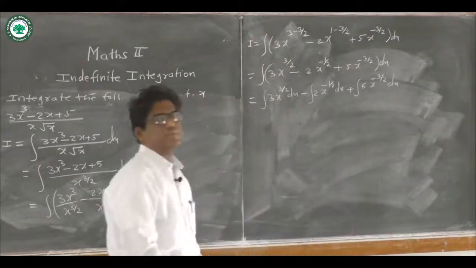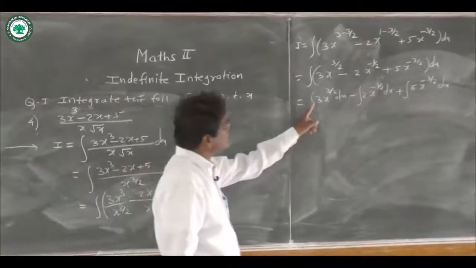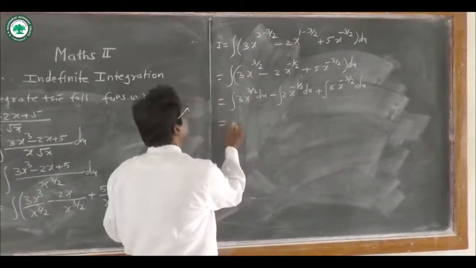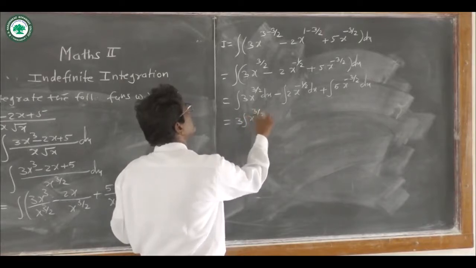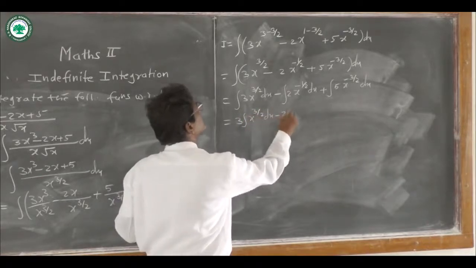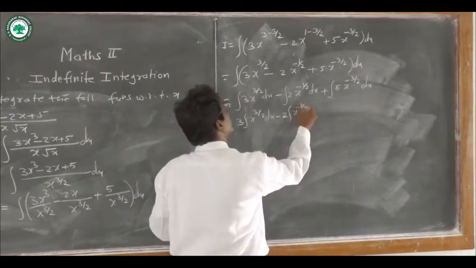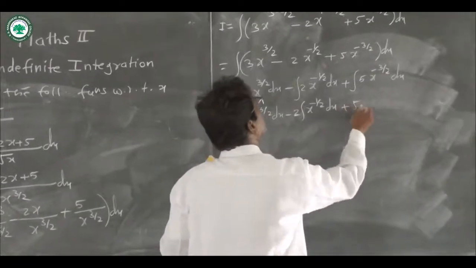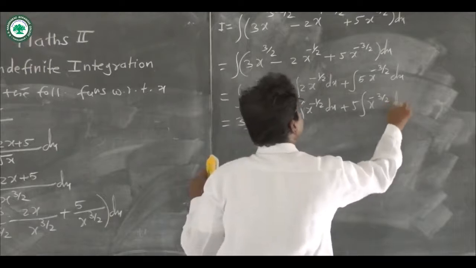In this way we separate the integration. Now here these constants we take outside the integral, and therefore we get here 3 into integration of x to the power 3 by 2 dx minus 2 into integration of x to the power minus 1/2 dx plus 5 into integration of x to the power minus 3 by 2 dx.